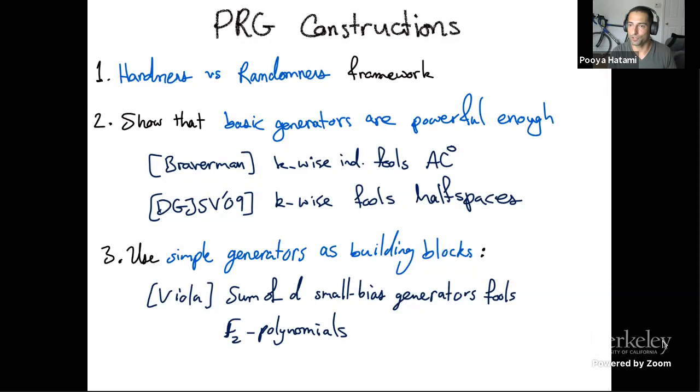One simple example of this is the result of Viola, who showed that if I just take the XOR of D copies of epsilon bias generators, that will be able to fool degree D F2 polynomials. So this is a very simple way of putting together these small bias generators, and it turns out it can actually fool degree D F2 polynomials.